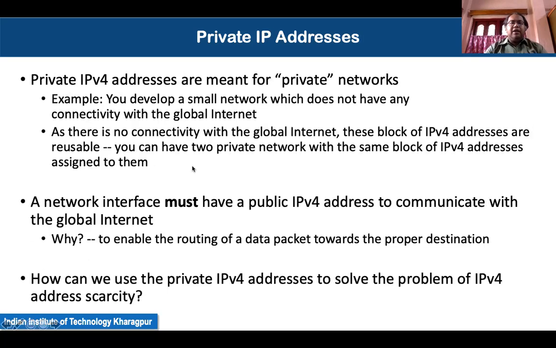Now, these private IP addresses are meant for private networks. For example, if you develop a small network which does not have any global internet connectivity, that means you do not want to send a packet outside your network. Say you have set up a small experimental testbed network and you want the devices to communicate only among themselves, and it doesn't need connectivity with your outside network. Here you can use this kind of private IP addresses.